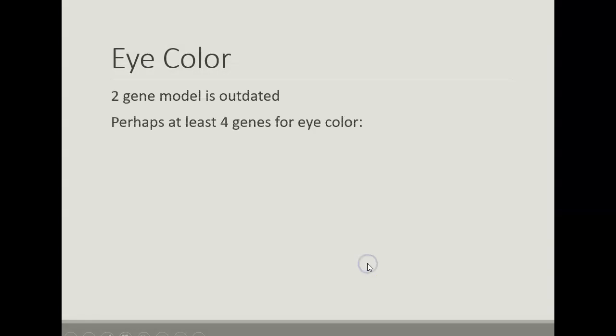Again, this is kind of an outdated model. It's somewhat helpful when it comes to trying to give general descriptions of eye color and how eye color gets passed on from one generation to the next. But we think it's a lot more complex than that. We think there are actually 4 genes responsible.